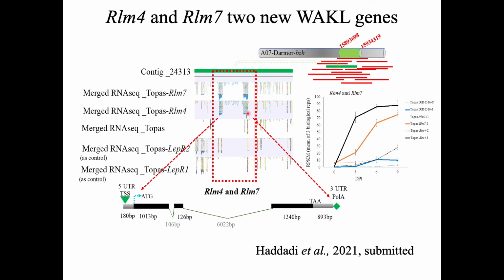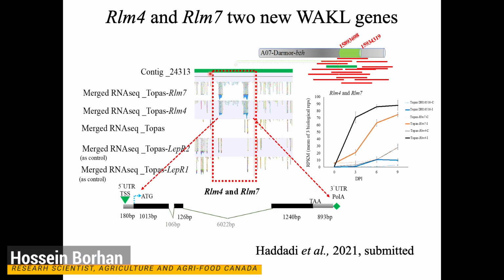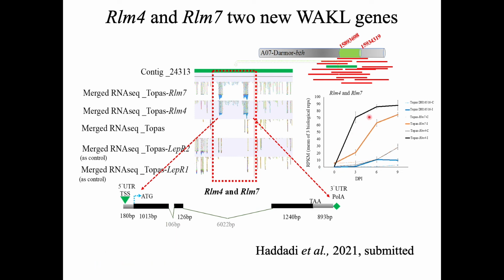We used this RNA-seq data not only to confirm the candidate gene, at least in silico, but also to help us with the annotation of the gene and finding the gene structure. We cloned the genomic clone under its own promoter, as a genomic construct. We show that RLM4 and Rlm7, the same as RLM9, are responsive to the pathogen and are induced during the infection.